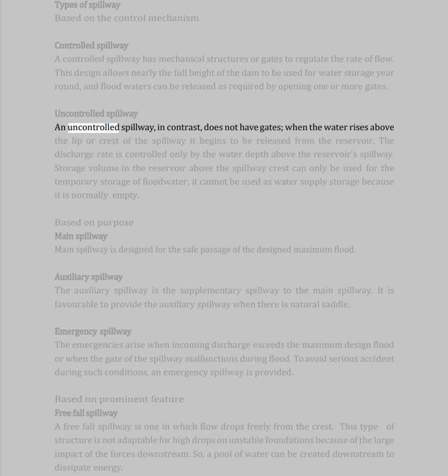Uncontrolled spillway: an uncontrolled spillway, in contrast, does not have gates. When the water rises above the lip or crest of the spillway, it begins to be released from the reservoir. The discharge rate is controlled only by the water depth above the spillway. Storage volume in the reservoir above the spillway crest can only be used for the temporary storage of floodwater. It cannot be used as water supply storage because it is normally empty.